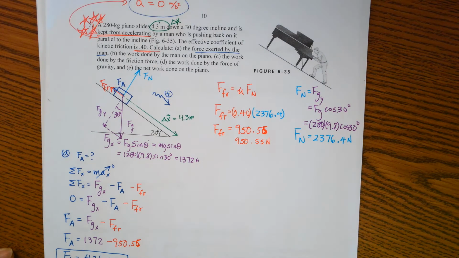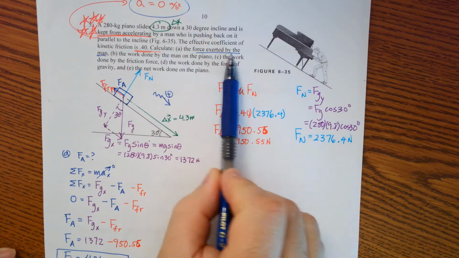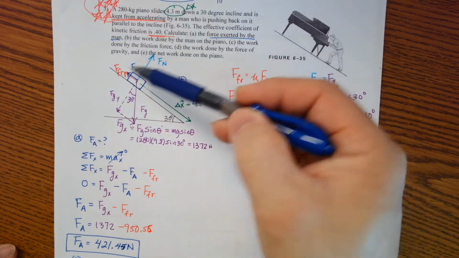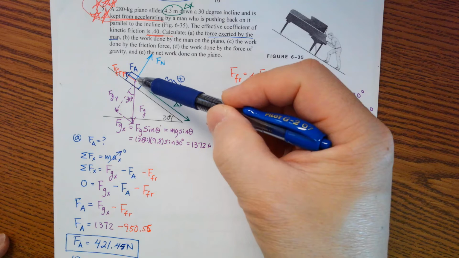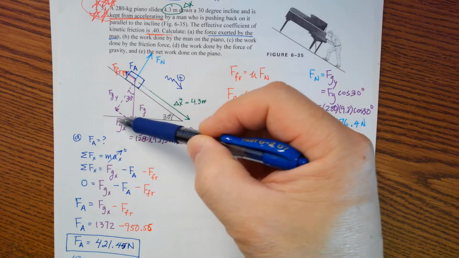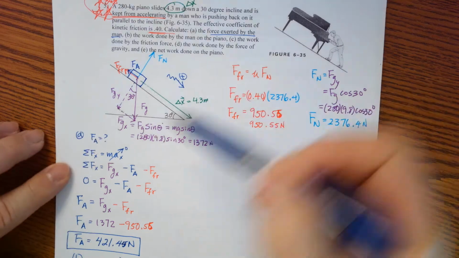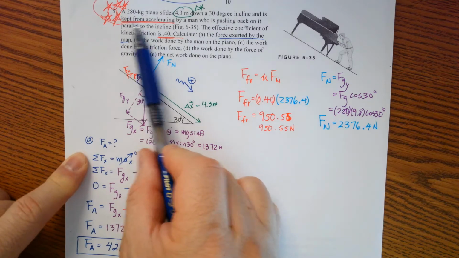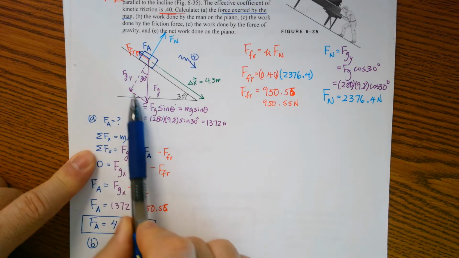So again, to pick up where we left off, since the force exerted by man is what we're looking for in part A, we had to go over all the forces in the x direction. So here I have three forces in the x direction: Fgx, Fa, and F friction. And so the sum of all forces is equal to max. However, my acceleration is zero because it's kept from accelerating.